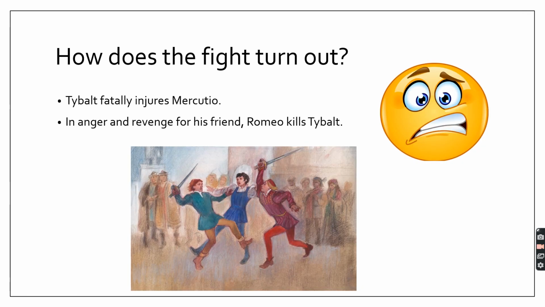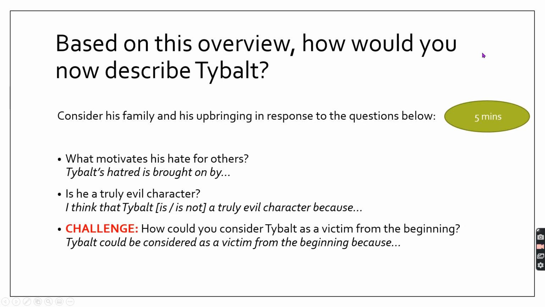So, how does the fight turn out then? Well, Tybalt fatally injures Mercutio, and in anger and revenge for his friend, Romeo kills Tybalt. So, based on this overview, how would you describe Tybalt? I want you to really focus on his family and his upbringing in response to these questions. What motivates his hate for other people? Is Tybalt truly an evil character? And how could you consider Tybalt as a victim from the beginning?